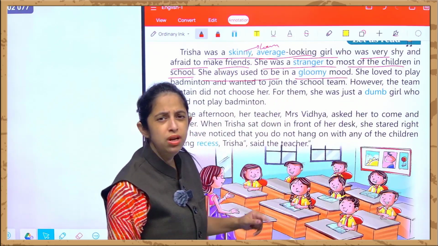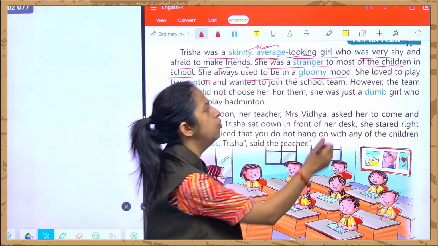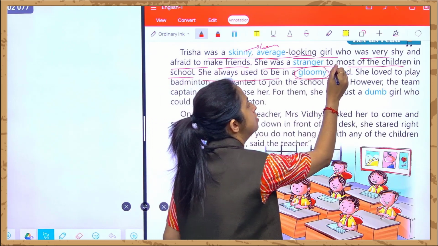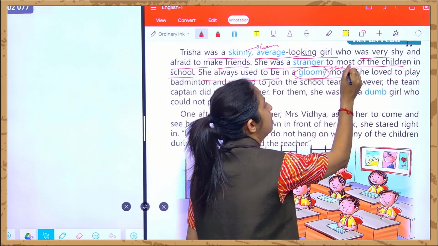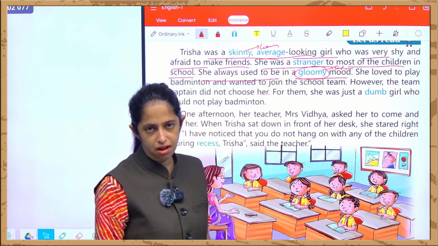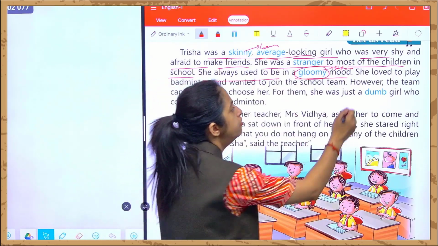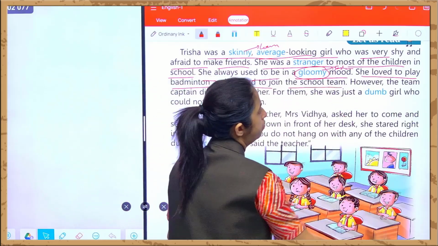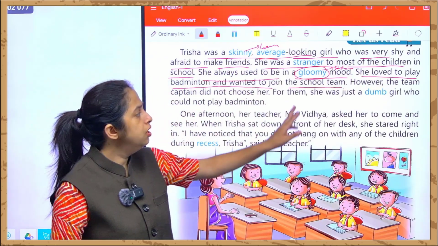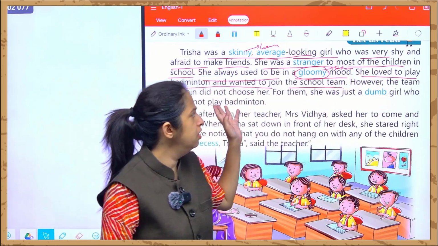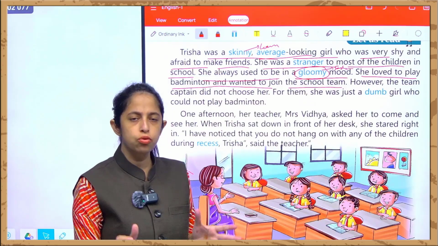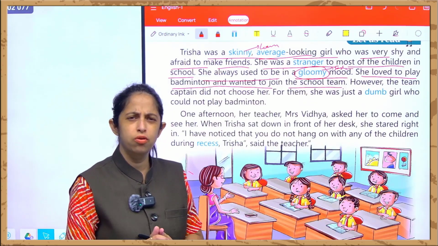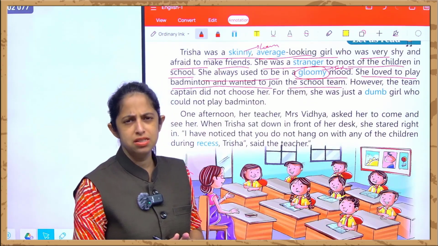She always used to be in a gloomy mood. What do you mean by gloomy? Gloomy means sad. This is a synonym of what? That is sad. Synonym means paryayvachi. Okay. She loved to play badminton and wanted to join the school team. She loves to play badminton, and she always used to join the school team for her competitions, or you can say for the sake of participation.